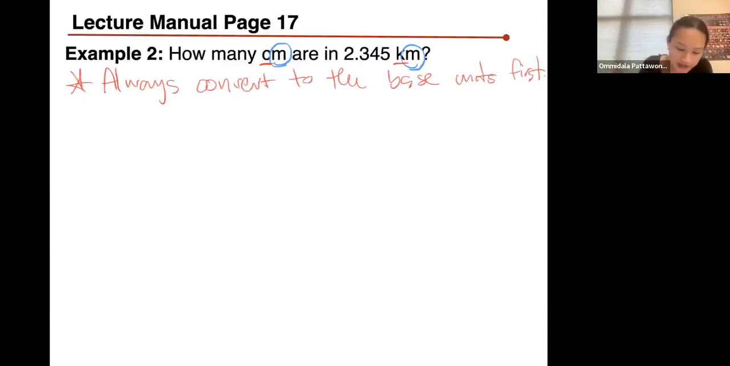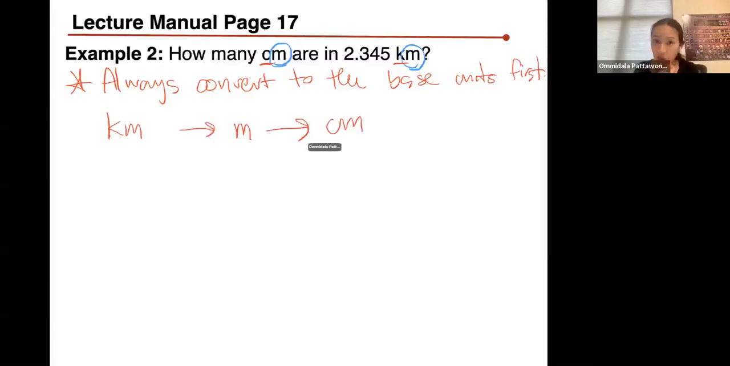What do we mean by that? For example, if it's giving you kilometer, before you go to centimeter, you need to convert to meter first. So always, I want you to do that. Don't try to move the decimal point or whatever. I don't want you to do that, because you are most likely going to make a mistake there.